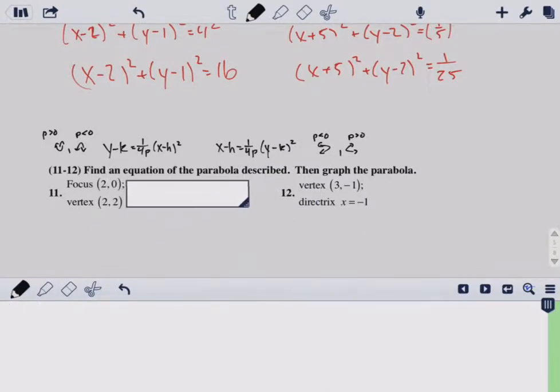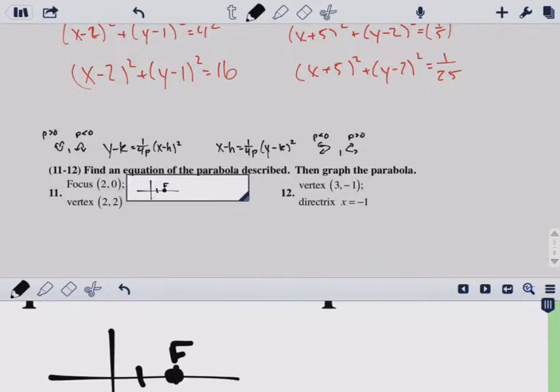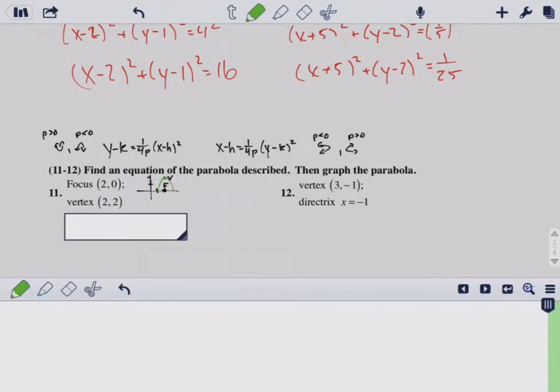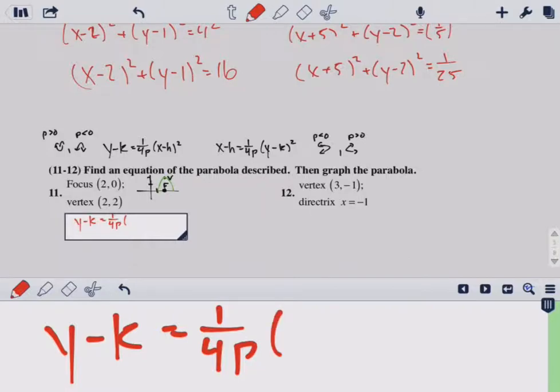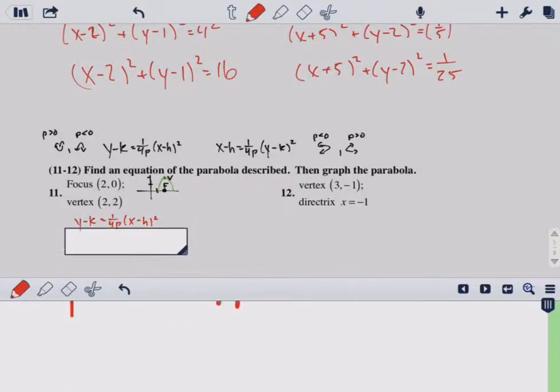Okay, so let's look at this. Easiest thing to do is just graph it, just a short, quick sketch. Okay, 2, 0 here, that's your focus. 2, 2 is here, that's your vertex. It always opens in the direction of the focus, so it opens down. So which formula are we using? It opens down, so we're using y minus k is equal to 1 over 4p times x minus h squared.